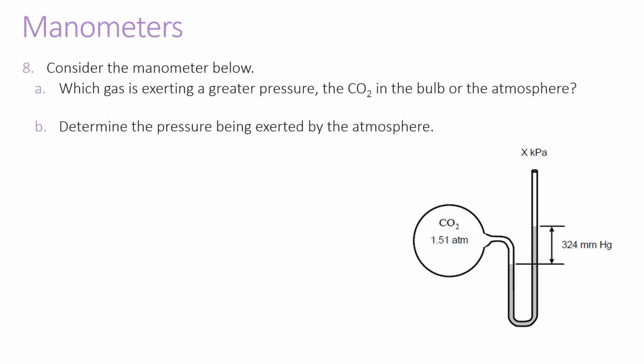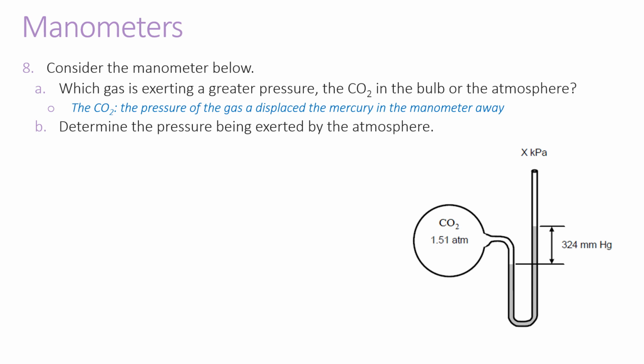Question 8 is about some manometers. So in the picture, which gas is exerting a greater pressure? Is it the carbon dioxide that's in the bulb, or is it the atmosphere? So based on the picture, the carbon dioxide has to be exerting a greater pressure because the mercury in the manometer has been displaced towards the atmosphere, away from the carbon dioxide.